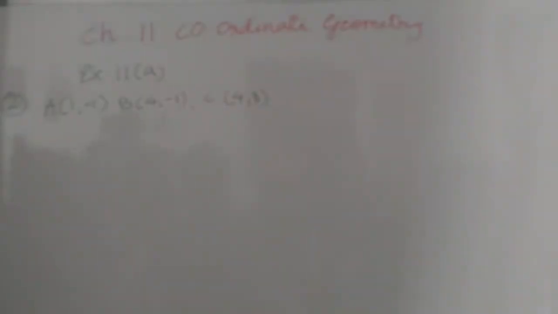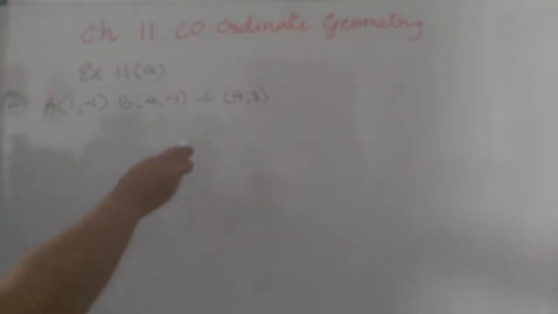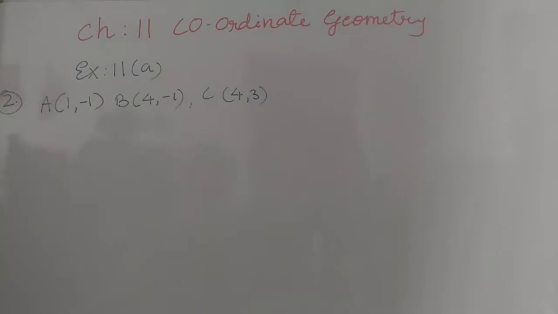Now let us continue with the second question of exercise 11a. In this question, find the midpoints of the sides of a triangle whose vertices are A (1, minus 1), B (4, minus 1) and C (4, 3). These are the three vertices given to us in the question of triangle ABC, and we are asked to find the midpoints of the sides. So this is our side AB. We want to find first the midpoint of side AB.